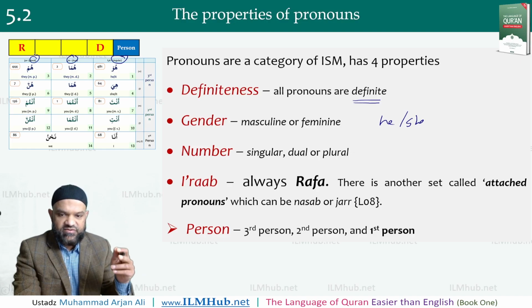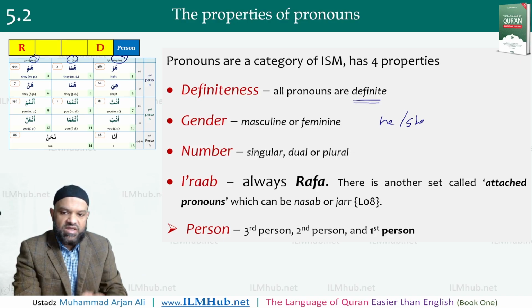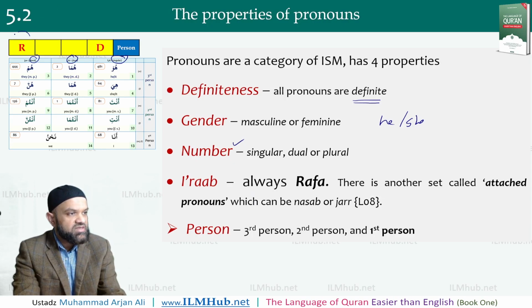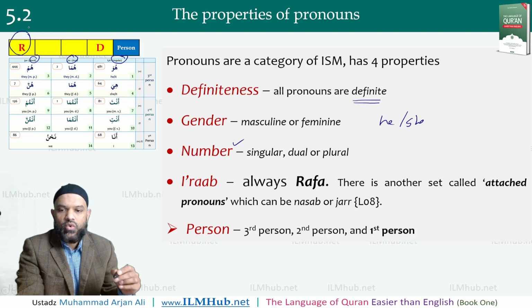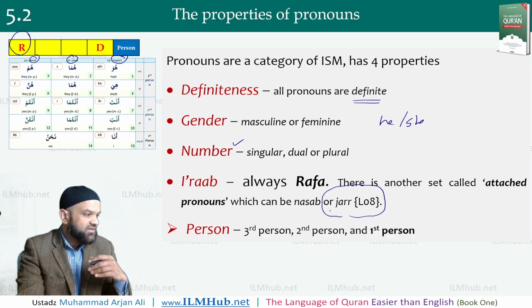So singular has been put on the first column, dual on the second, and you can see on the third column, I've got the plural. Plural, of course, in Arabic is 3 or more. So that takes care of our number. And as far as I'rab is concerned, please note they're always rafa. This set are always rafa. They're always subject pronouns. So they're called rafa. There is no exception to this rule. Now, before you ask what about nasb and jarr, we will deal with that in lesson number 8, or we'll start to learn them from lesson number 8.